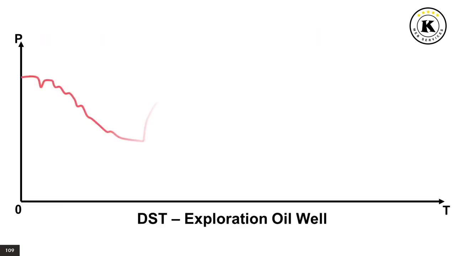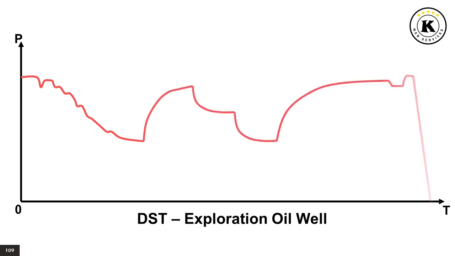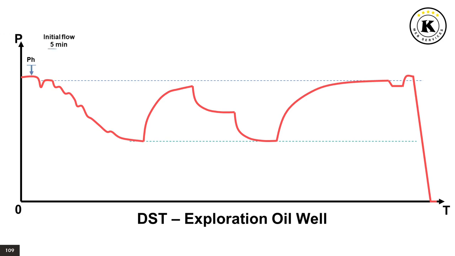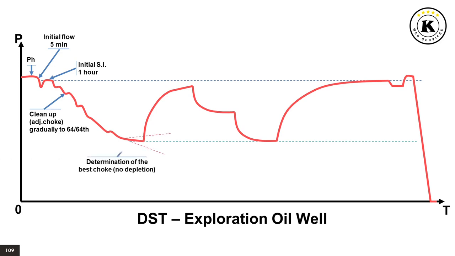On this pressure graph from downhole gauge recorders, we can identify the following well testing sequences. Taking note of hydrostatic pressure, pH. Open the well for an initial flow of 5 minutes, to establish communication from reservoir to casing. Close the well for an initial shut-in period, for 1 hour, to estimate initial reservoir pressure, PI. Open the well for a cleanup period on adjustable choke, gradually increased to 64/64. Determination of the best choke size, for optimum flow without depletion.